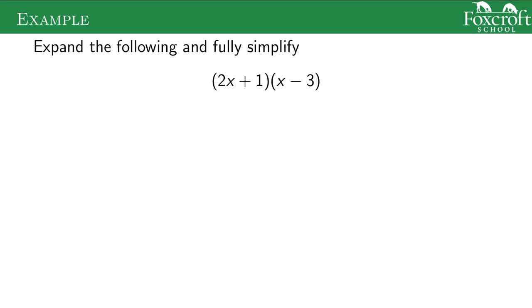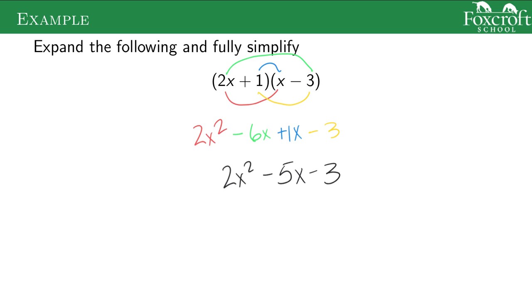All right, another example, just FOILing again: 2x plus 1 times x minus 3. So we do first, outer, inner, last. 2x times x is 2x squared. Outer is next, 2x times negative 3 is negative 6x. Inner, 1 times x is just a positive 1x. You don't have to write the 1 though. And then last, 1 times negative 3 is negative 3. Again, a lot of times when you do these, those like terms end up next to each other. So 2x squared, I can combine these two because they both have an x, and I get that final answer.